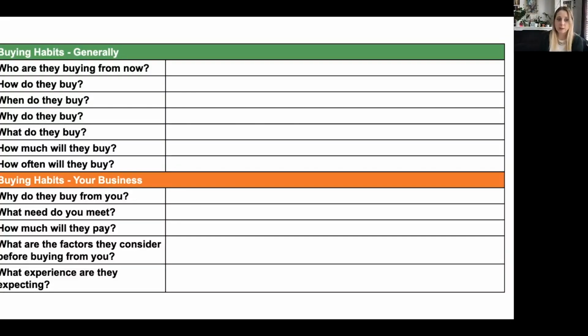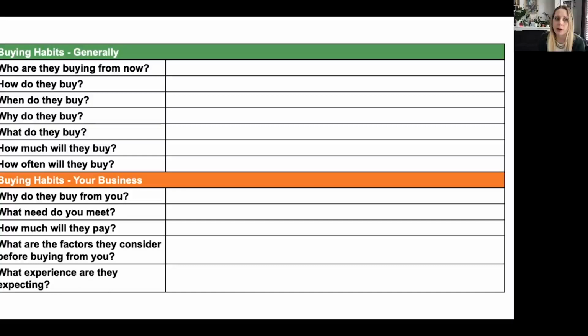And then from your business, so why do they buy from you? Why specifically are they buying from you? And this really lends heavily from your SWOT analyses that you did in the market research presentation. So also asking yourself, what need do you meet? And how much will they pay?